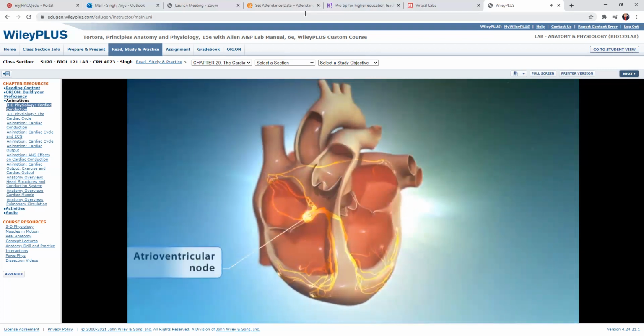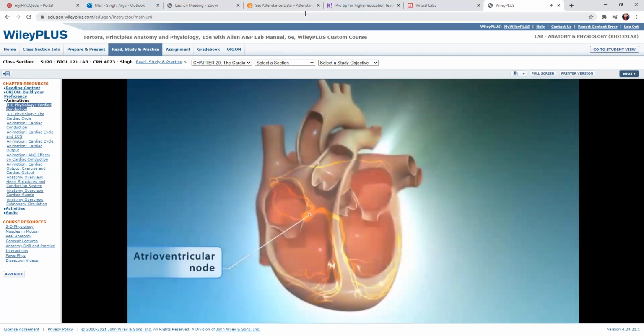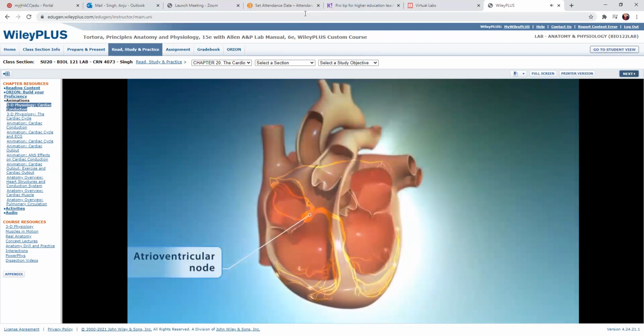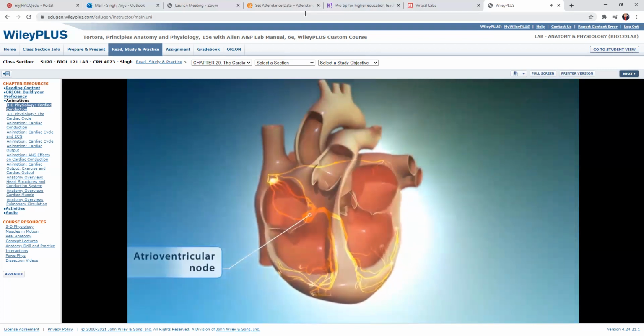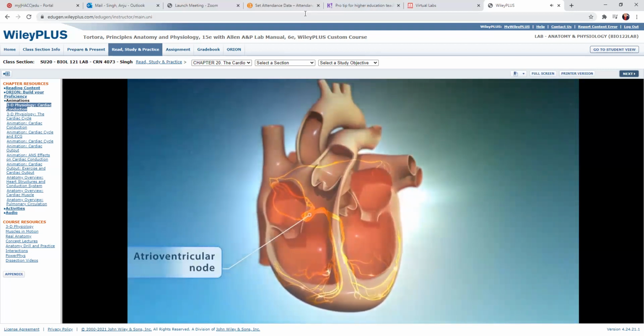The atrioventricular node, or AV node, which is connected to the SA node by intranodal bundles, carries the action potential from the atria to the ventricles. The transmission of the action potential from the atria to the ventricles passes through the AV node at a slower rate, allowing the atria time to contract, maximizing the filling of the ventricles.